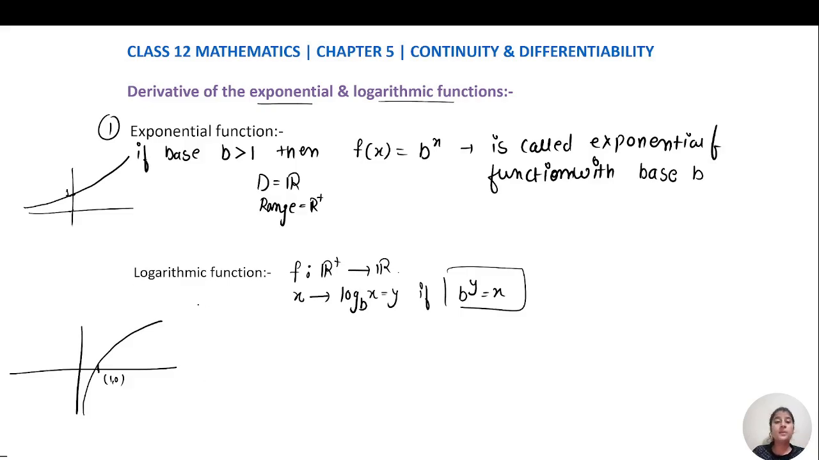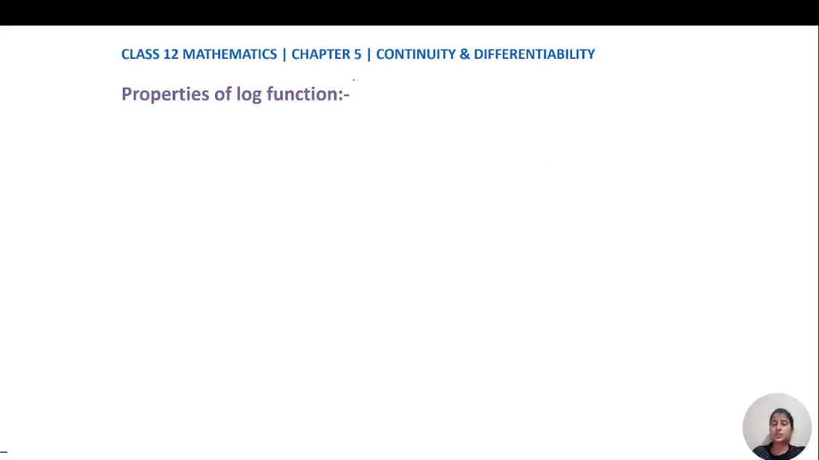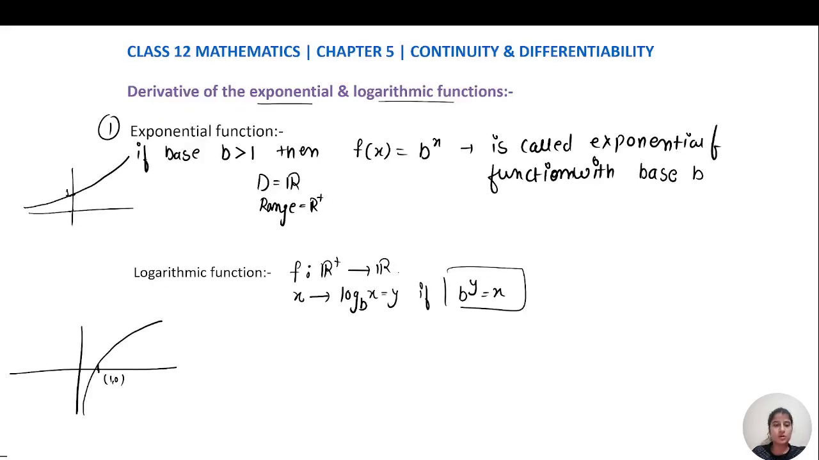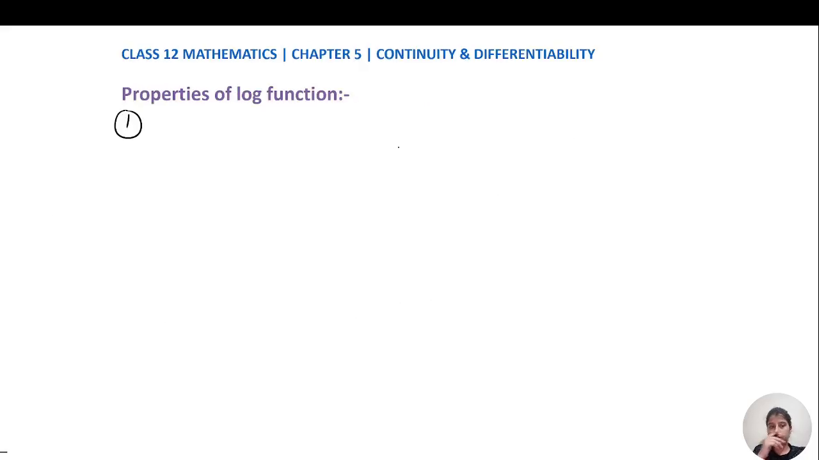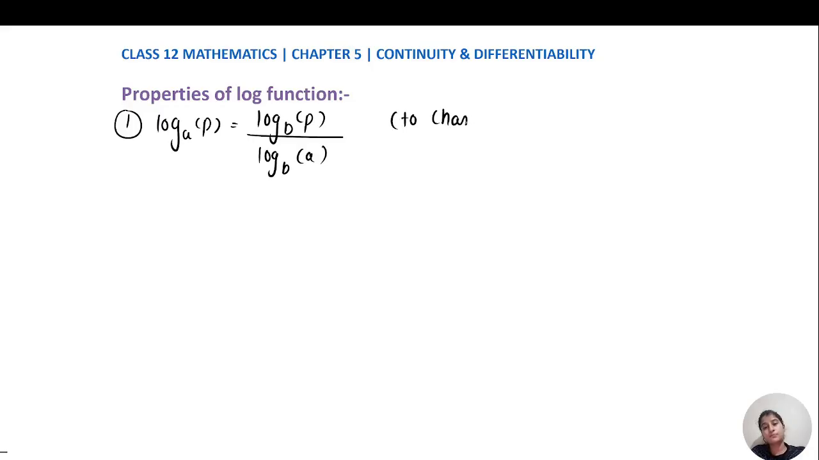Now let's move ahead. A very important part is the properties of log functions. This will help you a lot in solving differentiability or continuity problems as well. First, if you have to change your base in log, this is the base of the log, just as it was the base of your exponential. Suppose you have base a, log with base a of p can be written as log with base b of p divided by log with base b of a. This is the change of base.